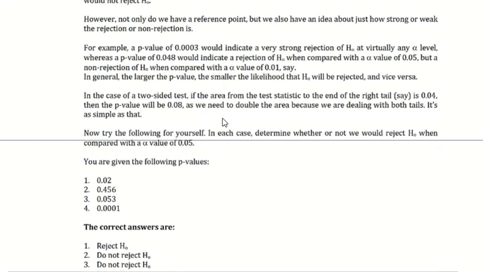Okay, so yeah, look over here, guys. I'll just give you some little examples. My level of significance is 5%, and I'm given the following p-values. What are my correct answers?